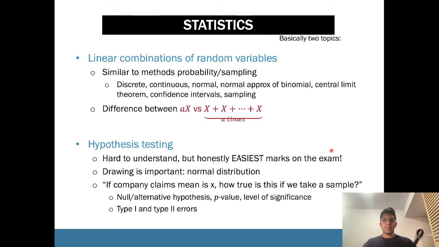Alrighty, statistics. We can basically split it up into two main topics. The first one is linear combinations of random variables, and we also have hypothesis testing. The reason I say we split it up into two topics is because the first topic, linear combinations of random variables, is basically all we're adding on from methods, probability, and sampling.